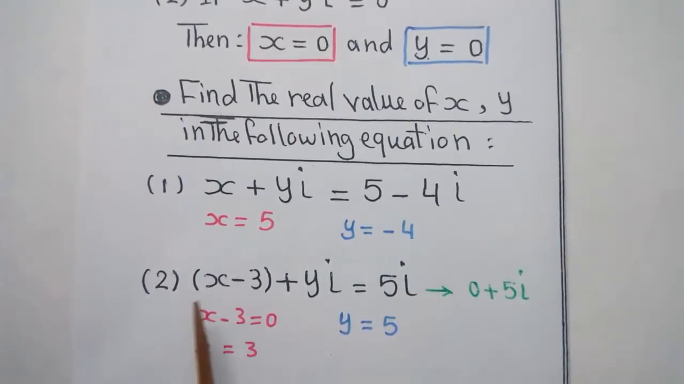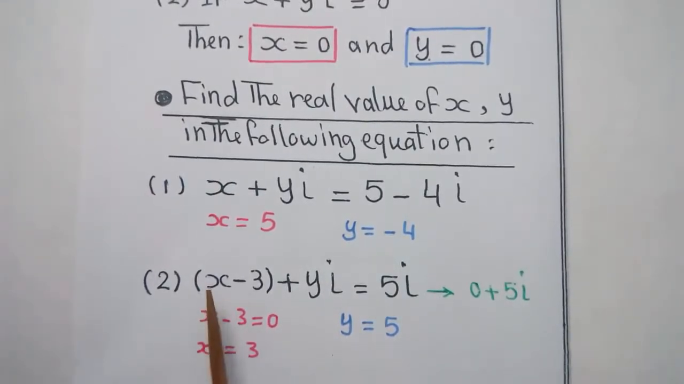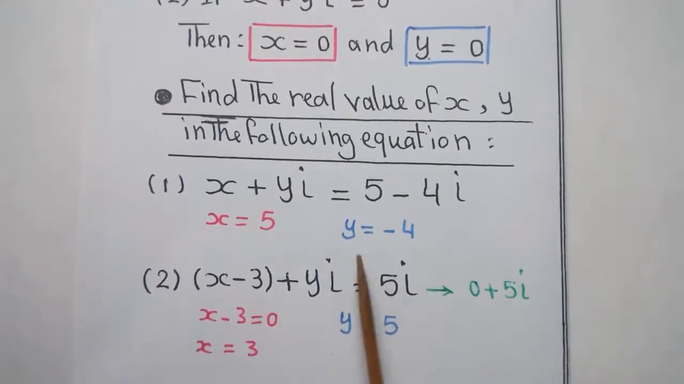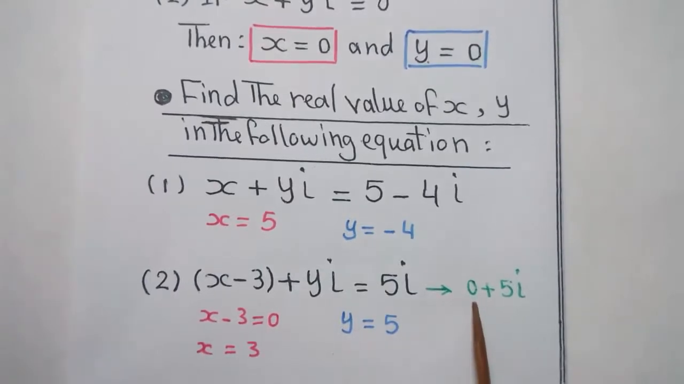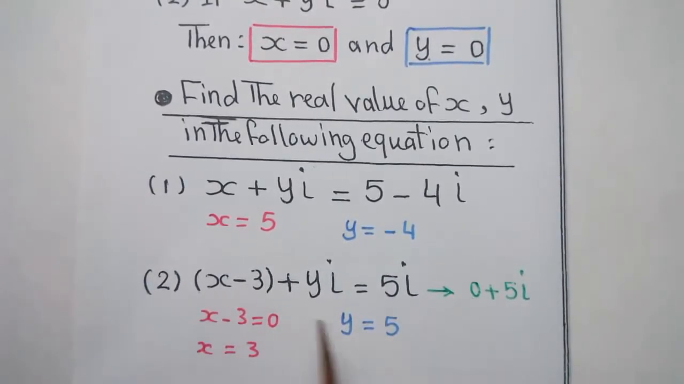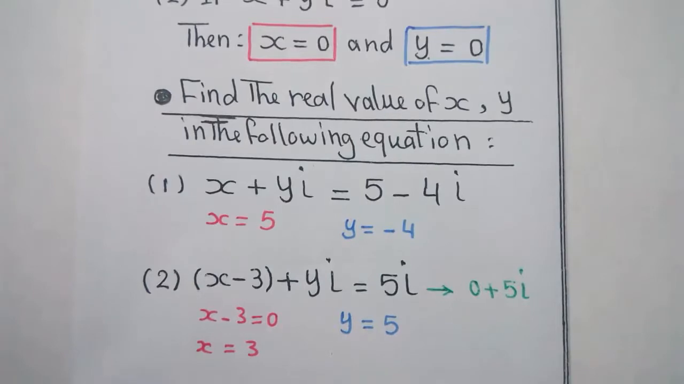Another example, x minus 3 plus yi equal 5i. Where is the real number? It will be equal 0. يبقى x minus 3 equal 0, يبقى x equal 3. y equal 5.